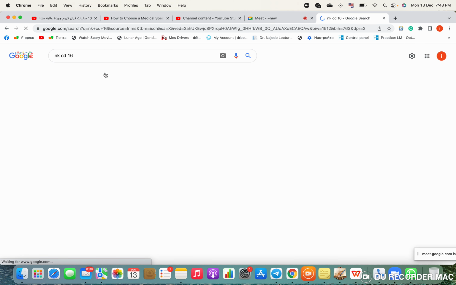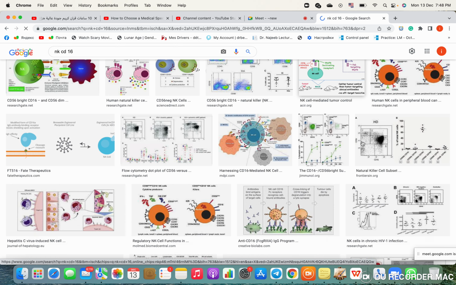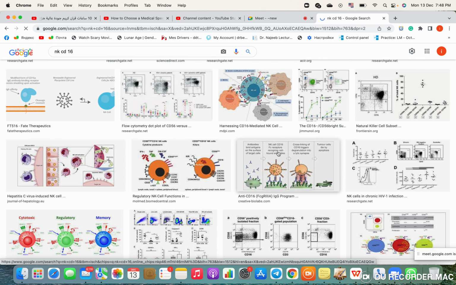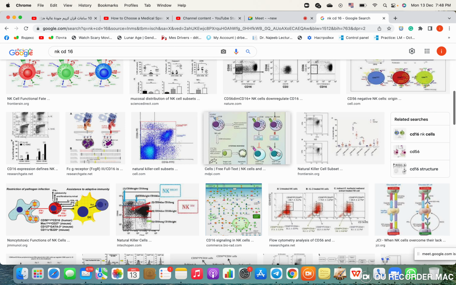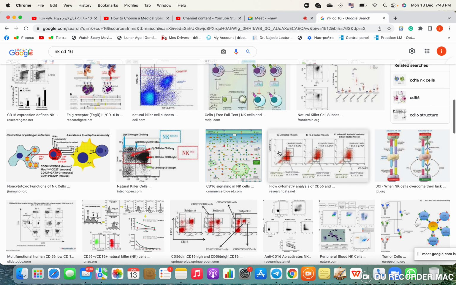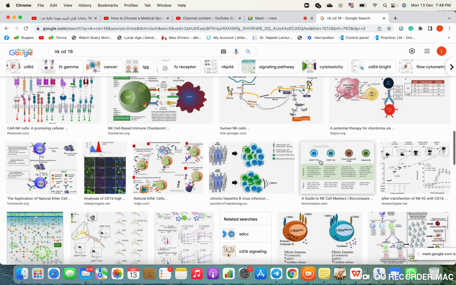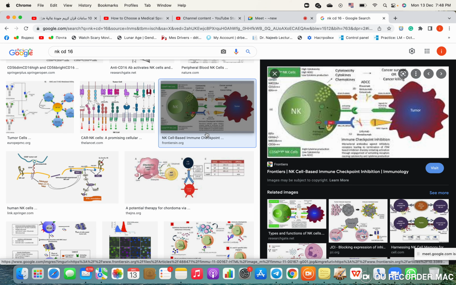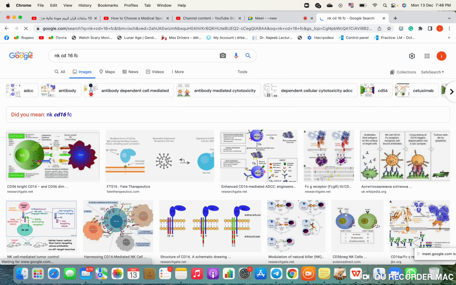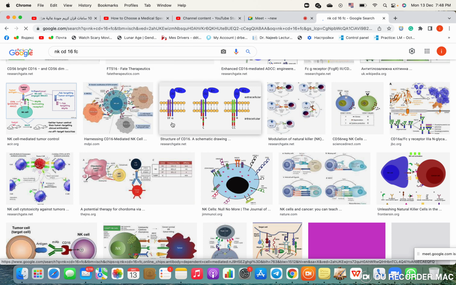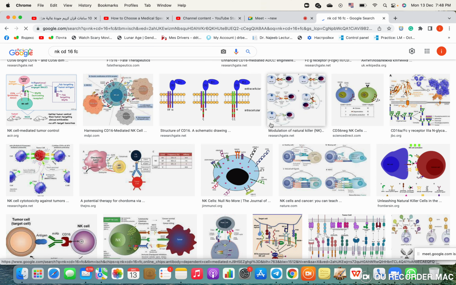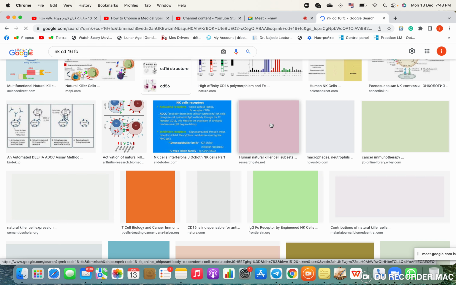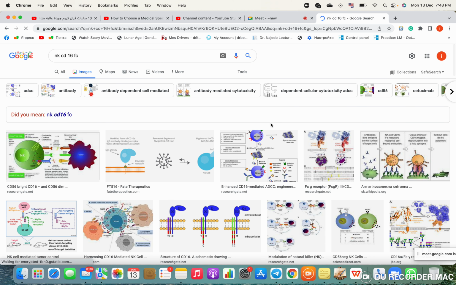Take a look. I cannot find it, but basically you have to trust me, guys. They bind to the CD16 on the cell and kill it. I hope I can find it. CD16, and they bind to the Fc portion of the antibody. They are going to bind that. Yeah? It was somewhere. I cannot find it now. Okay, just trust me.